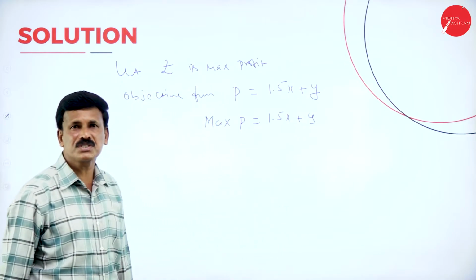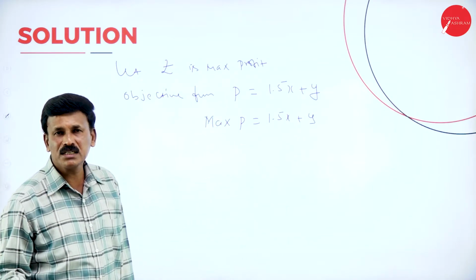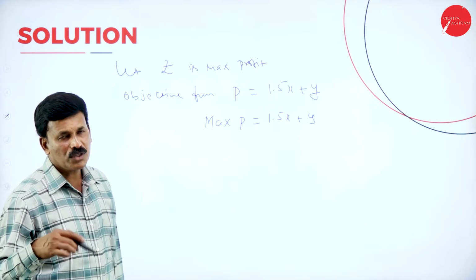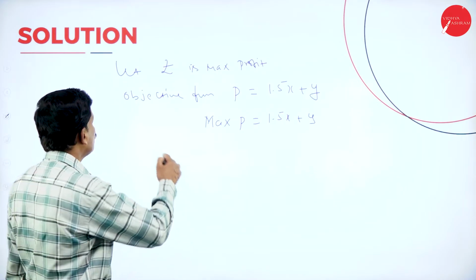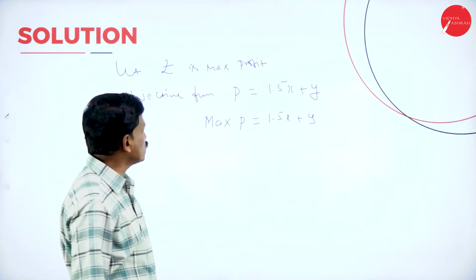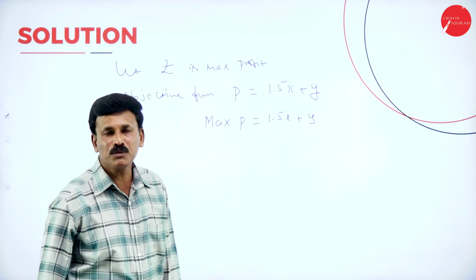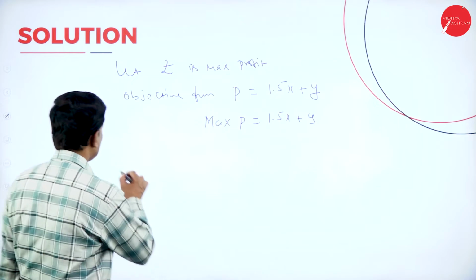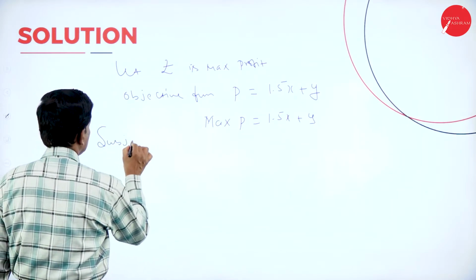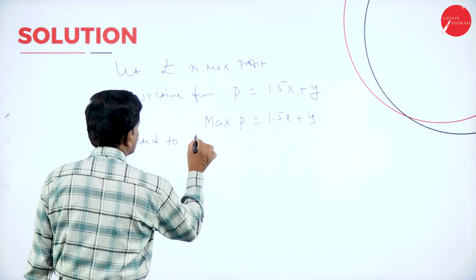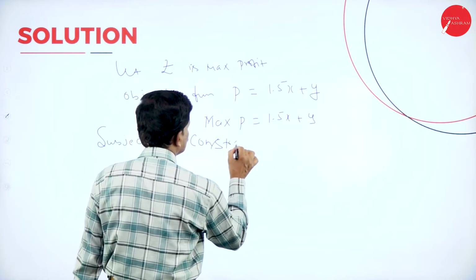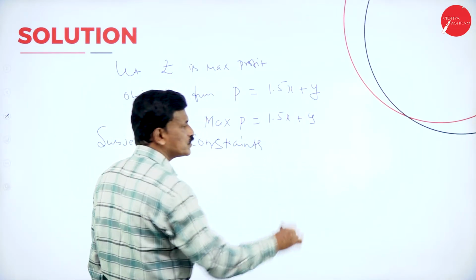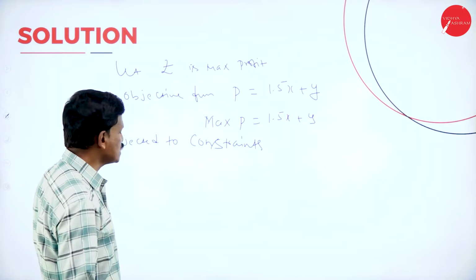This is the first equation. X and Y are the decision variables, and the function is to be maximized. Therefore, the objective function is maximize Z equals 1.5 times X plus Y, subject to the constraints. What are the constraints given?